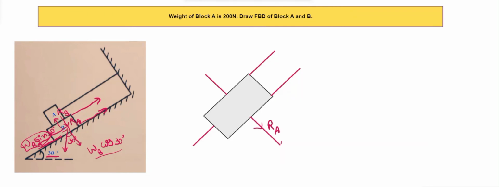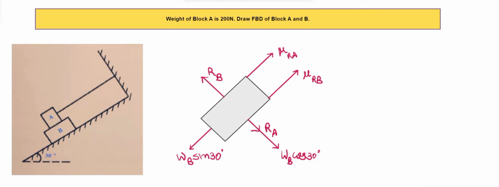Now here RA is acting and W is also acting, which are RA and WB cos 30. Then here we have WB sin 30. In the upward direction, the reaction from B will be acting, which is RB. Friction on block B due to A, which we represent as mu RA, and friction on block B will be mu RB. So we have completed the free body diagram of block B.